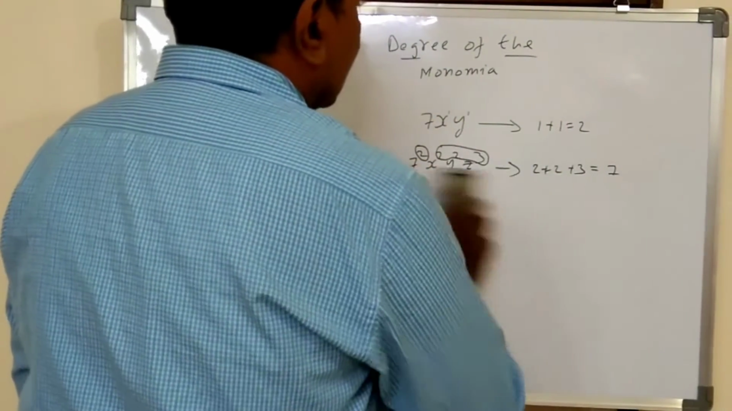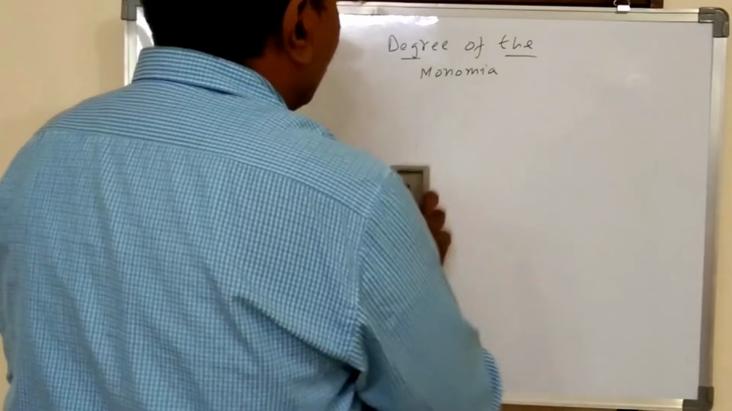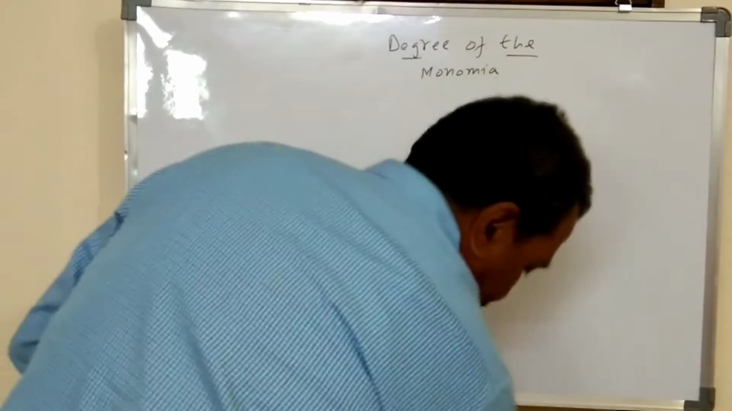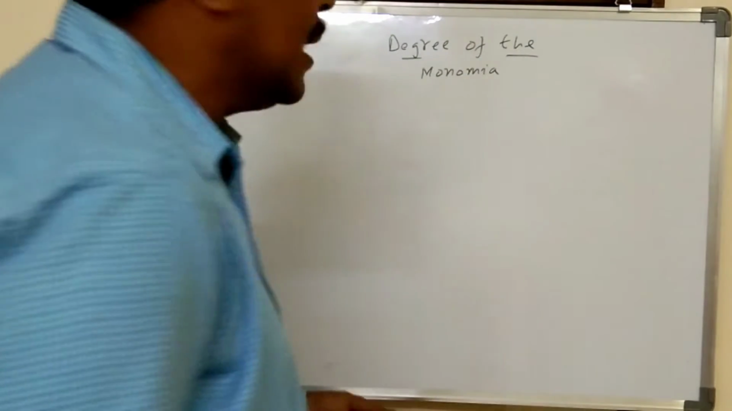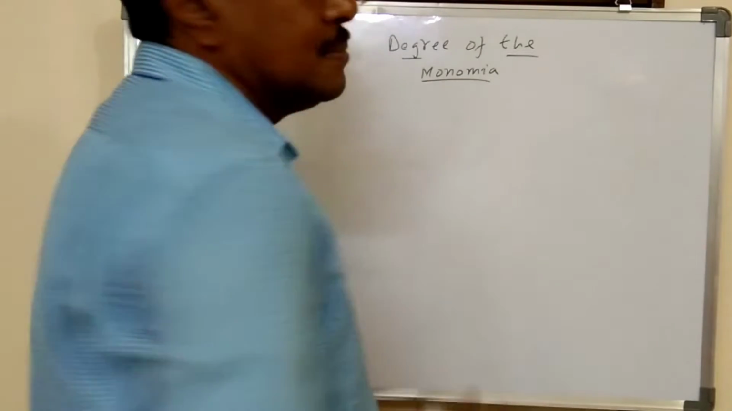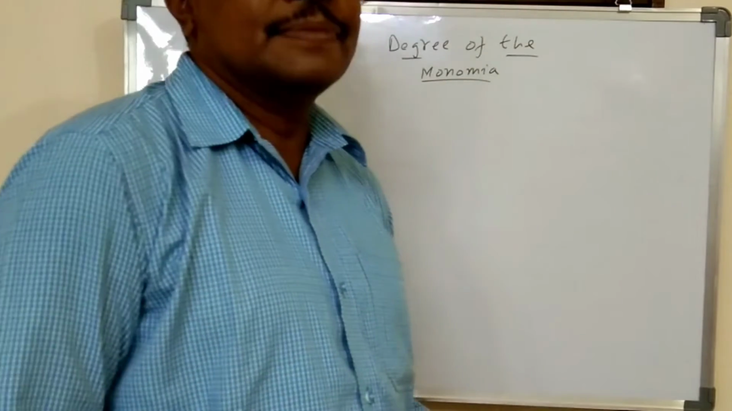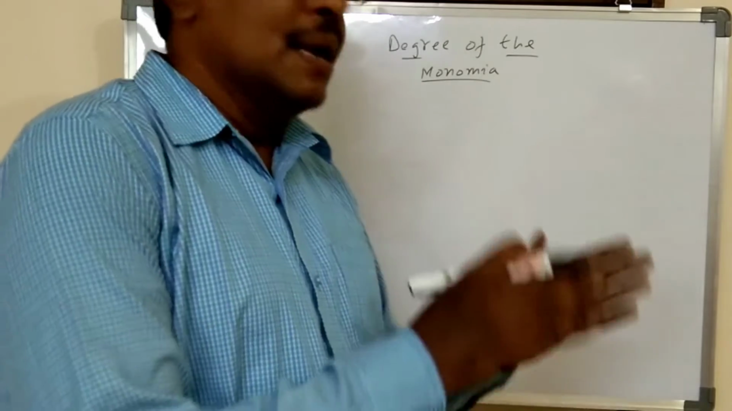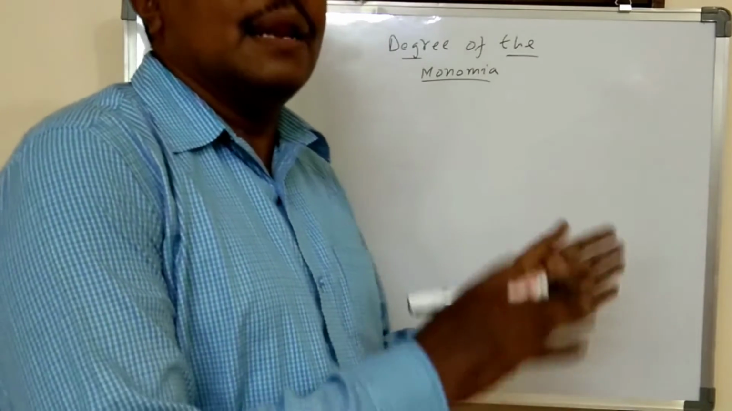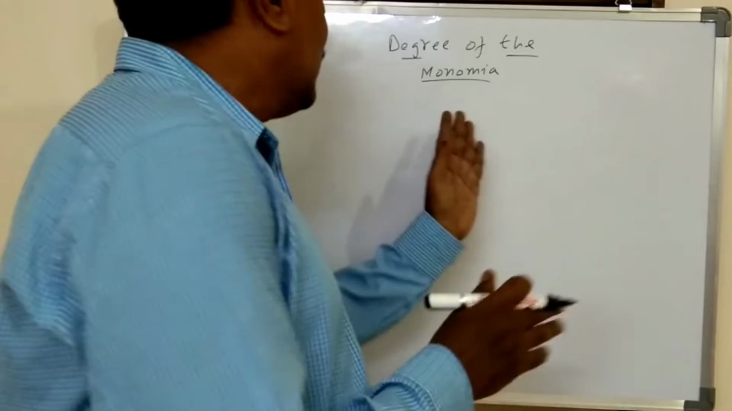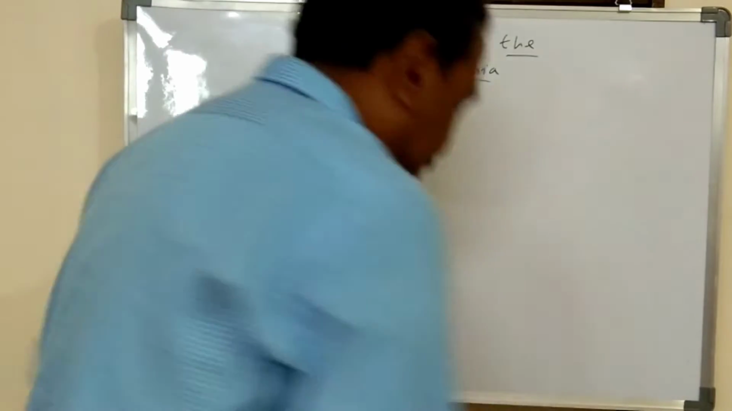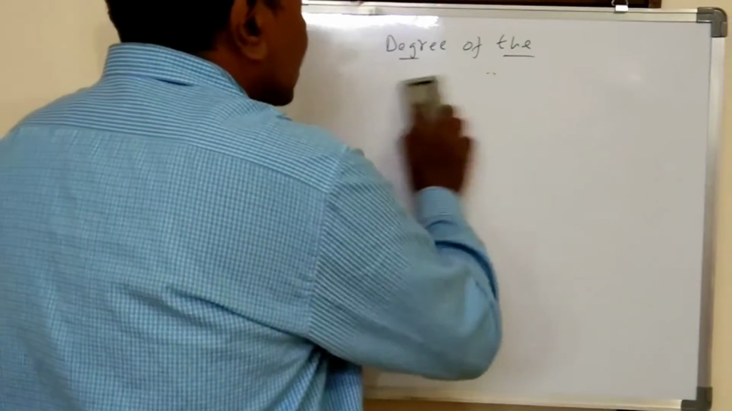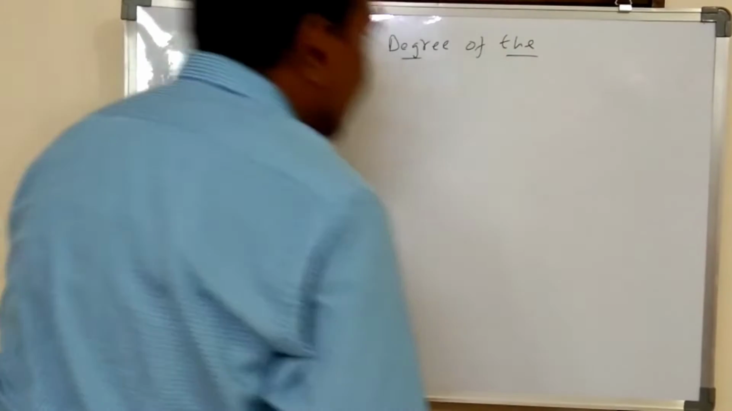Okay, next, what is the degree of the polynomial? First of all, it should be a polynomial. Polynomial means monomial, binomial, trinomial. We have discussed the degree of the monomial. Now we are going to discuss the degree of the polynomial.